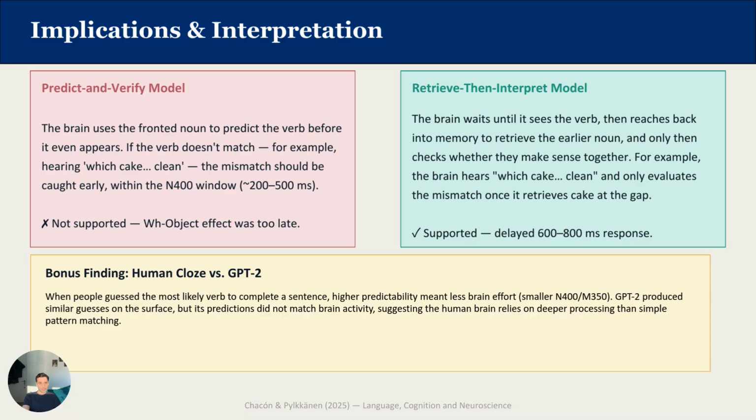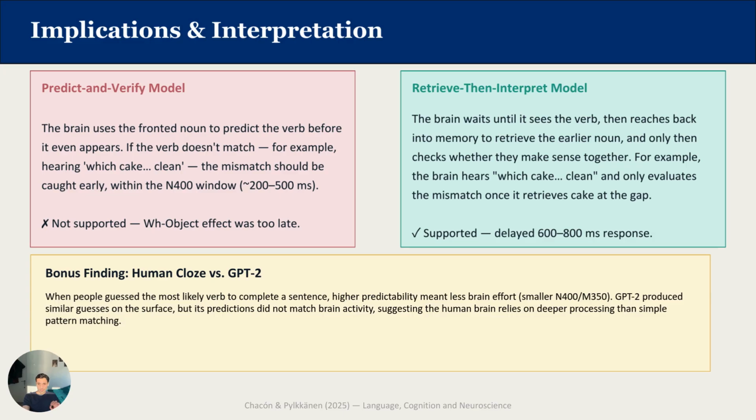Just to help understand, the y-axis shows us the types of sentences, and within each condition we can see the responses. Now, the implications and interpretation is that there's basically 2 models. Number 1, the predict and verify model, which says that the brain predicts the verb using the earlier noun, the object. If the prediction is wrong, the brain should detect it early. The results do not support this.